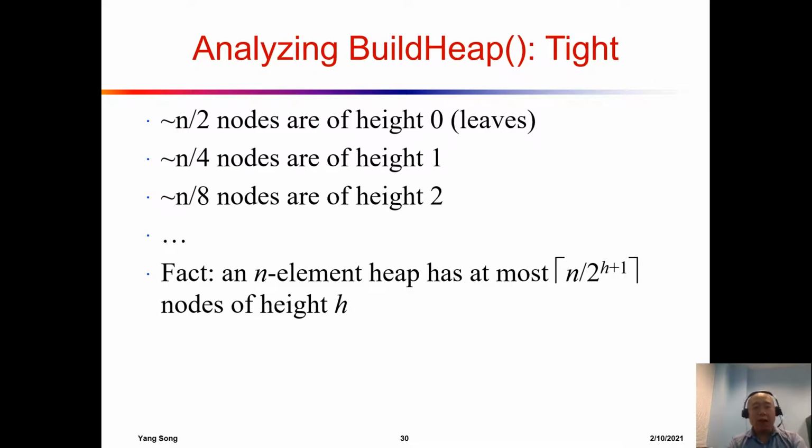Roughly half of the nodes have height 0. Height 0 means they are leaves. And 1/4 of the nodes are of height 1. And what does height 1 mean? Height 1 means go down by 1 level and you will see a leaf. And then roughly 1/8 of the nodes are of height 2. And height 2 means go down twice, you will see a leaf.